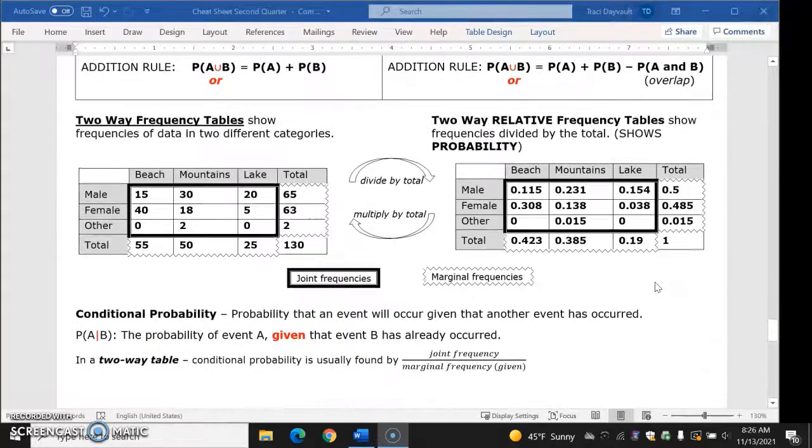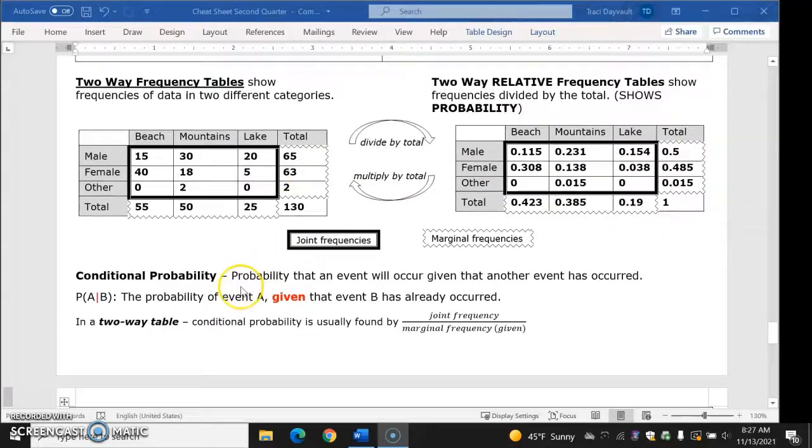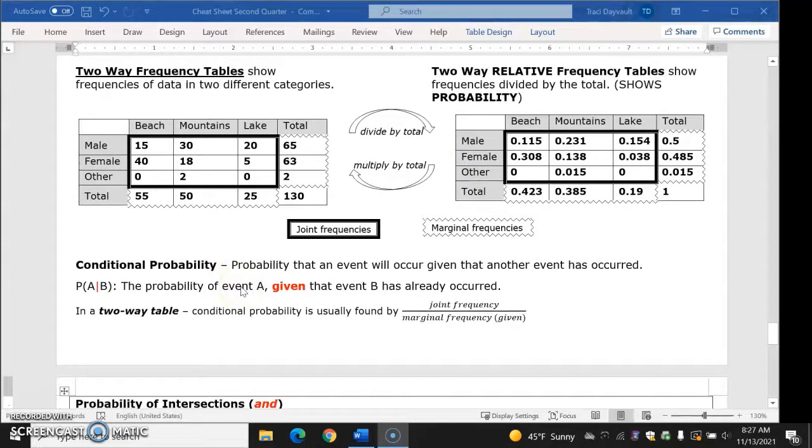We looked at two-way tables, very important and helpful. To turn into a relative frequency, you divide everything by the total to find all the probabilities. If you're given a two-way relative frequency table with the probabilities, you would multiply by the total to find frequencies. We looked at conditional probability, meaning the probability that one event will occur given that another event has occurred. We use this vertical line to represent "given."